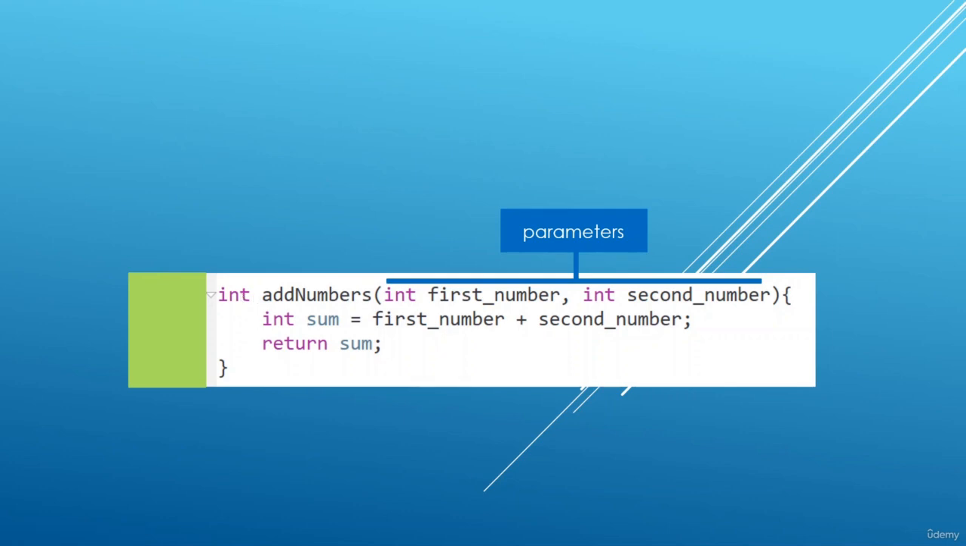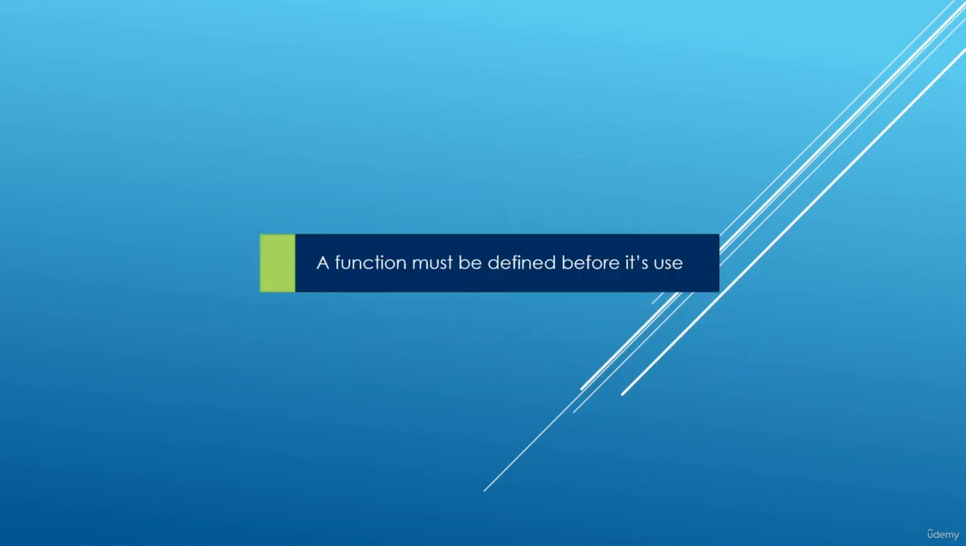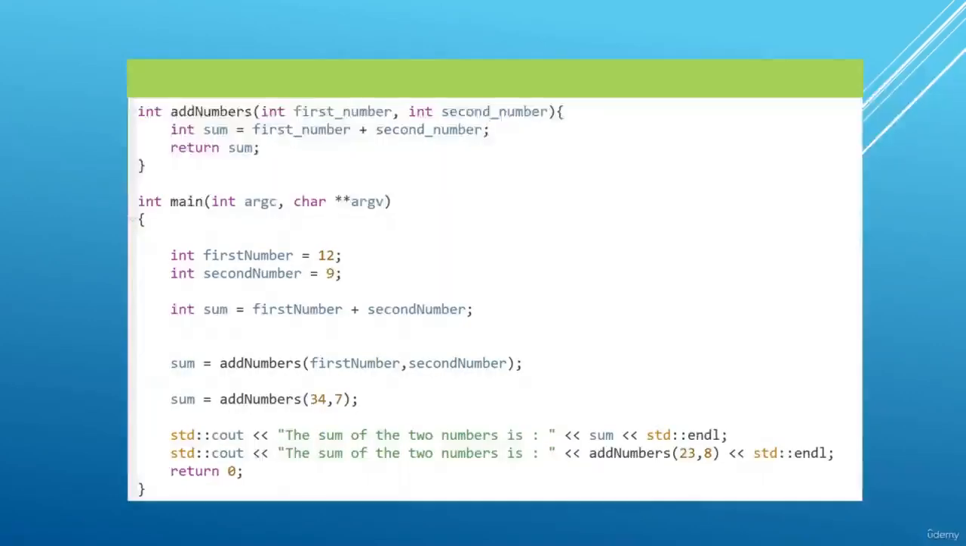You're going to see how this works in a minute. A function must be defined before its use, so you can't really call a function you haven't defined first in your C++ program. And here is a slightly complete program to really put all these ideas together.